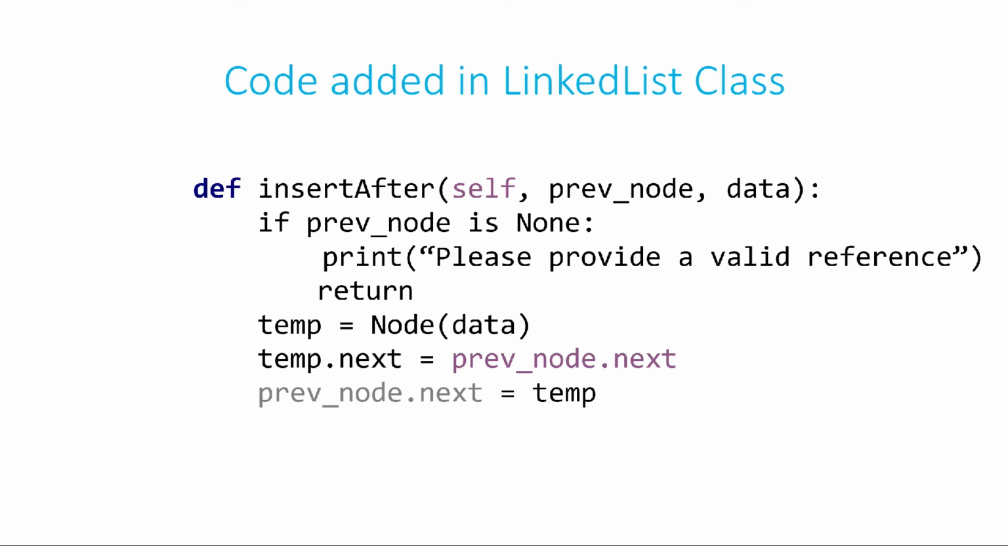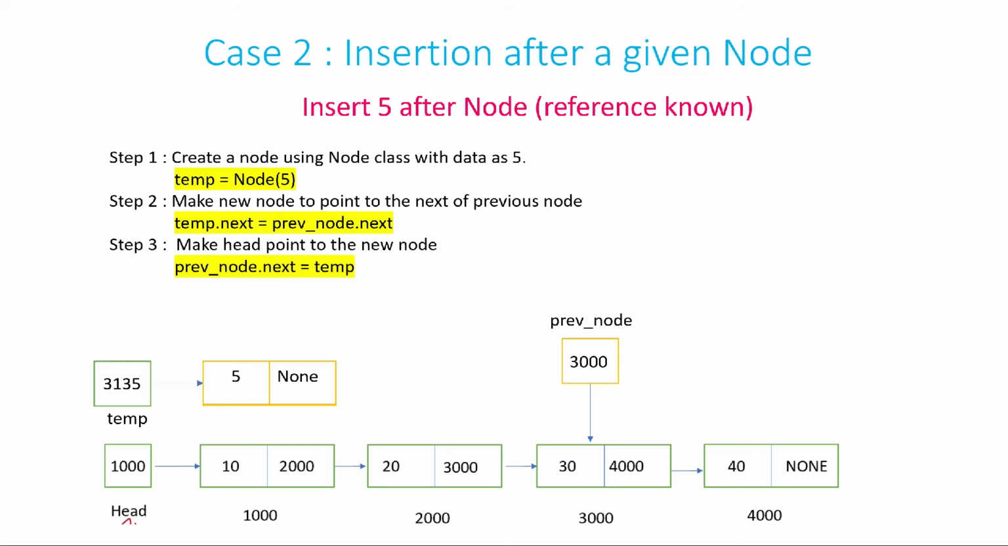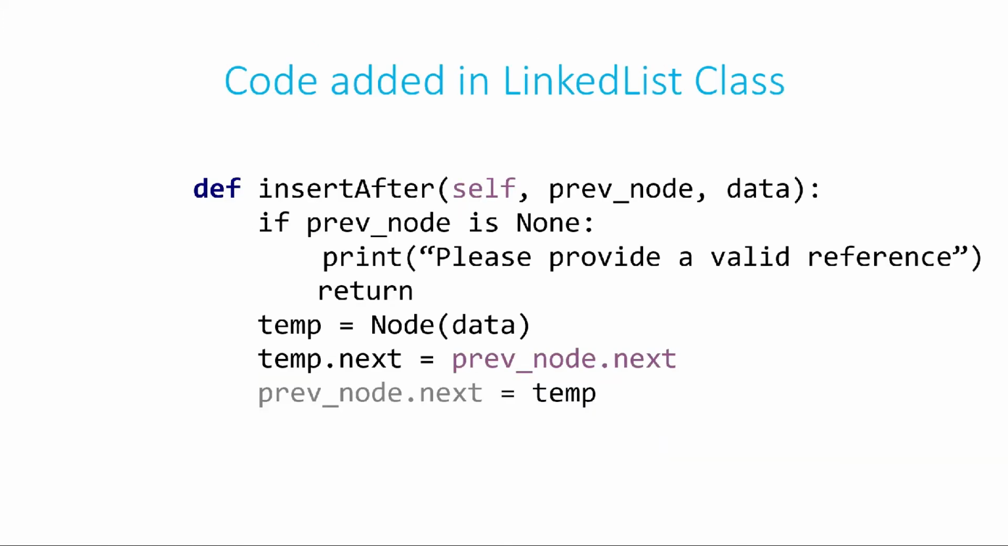So firstly, we have done a check if priv node is none. We need to think about all the corner cases when we design a method, right? So here, if priv node is none, we would say that this node doesn't exist. You need to provide a valid reference and simply return. Otherwise, if you get a correct previous node, then firstly you'll create a node with the data, and then you need to do the same steps which I have mentioned here.